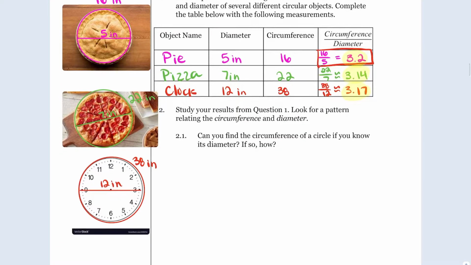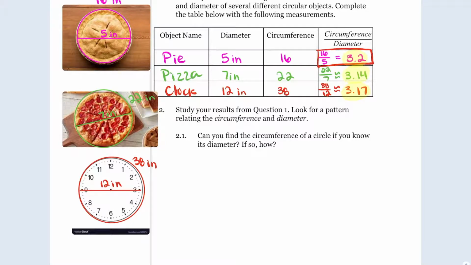All right, hopefully you paused the video. So notice how every time we divide the circumference by the diameter, the decimal that we get is always a little bit above 3. You see that, right? So the first one was 3.2, the next one was 3.14, and then the next one was 3.17.